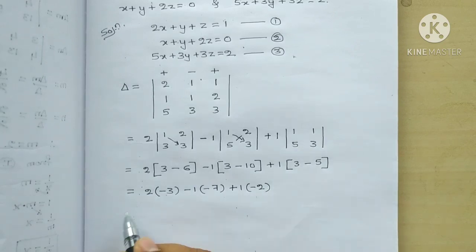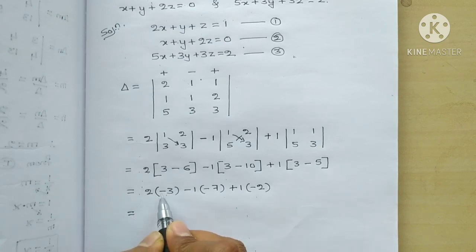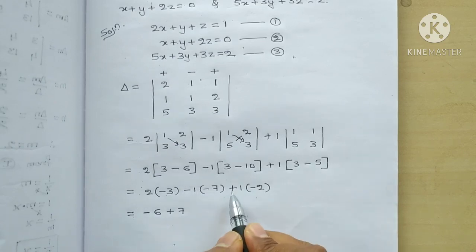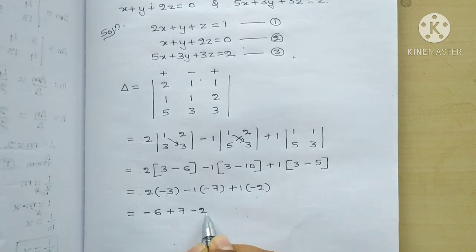Now multiply. So which is equals to, see, outside here positive sign, inside here negative sign. So plus into minus is minus, 2 into 3 is 6. Next, outside negative, inside also negative sign. Minus into minus goes to plus, 1 into 7 is 7. Next, positive sign, inside negative sign. Plus into minus is minus, 1 into 2 is 2.